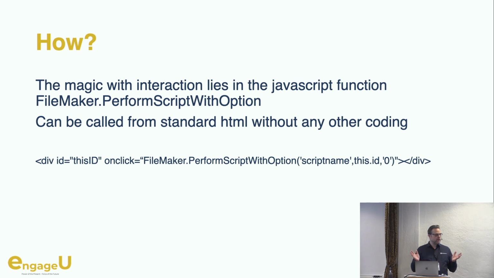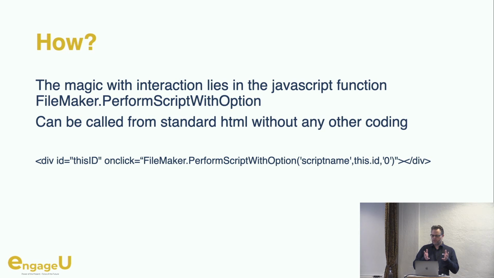Probably, how many have used that? Okay, a lot. How many have used the FMP URL protocol? Right, okay, good. So that was what we used before, where we made a call to the operating system to go outside FileMaker and go back inside FileMaker and call a script. And now we have this native JavaScript option.